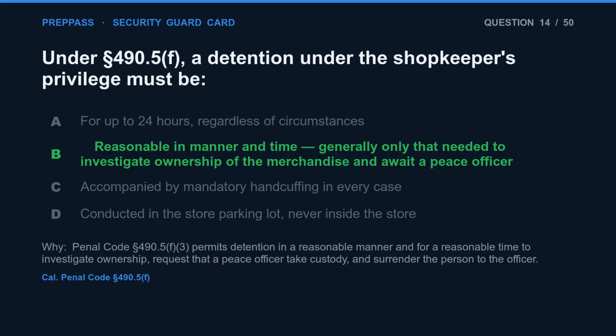The correct answer is B. Penal Code Section 490.5(f)(3) permits detention in a reasonable manner and for a reasonable time to investigate ownership, request that a peace officer take custody, and surrender the person to the officer.